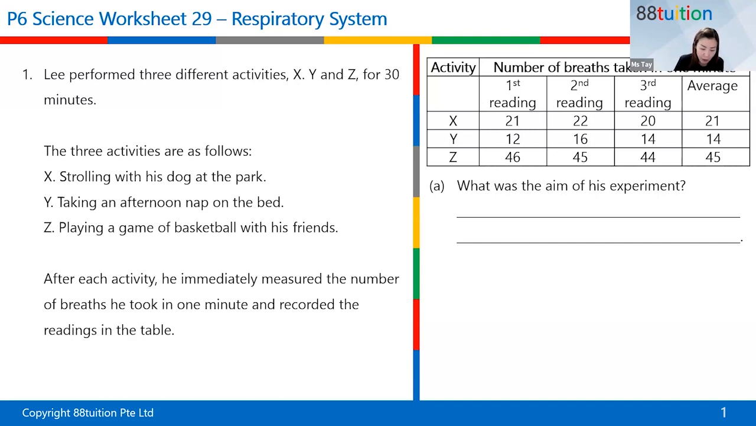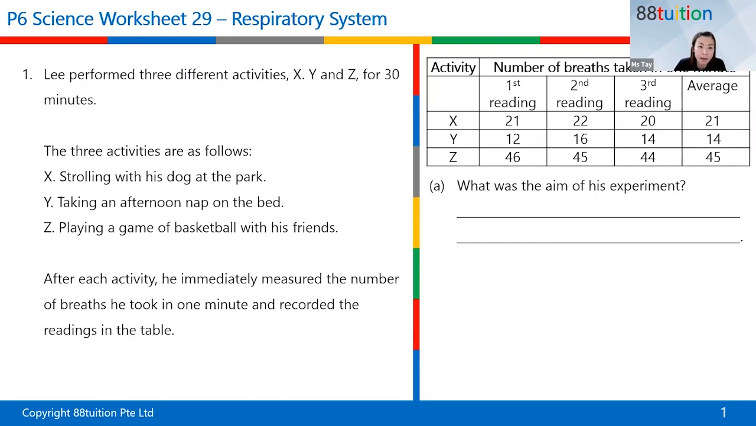Do you all see? Strolling with the dog, then taking an afternoon nap, then playing a game of basketball. So you can see that intense activities make the breathing rate increase, right? Why is that so? You must be able to explain. But first, what was the aim of his experiment? After talking about breathing rate, like intensive exercise, how do you answer this question? Okay, he wants to find out something. What is it that he wants to find out?